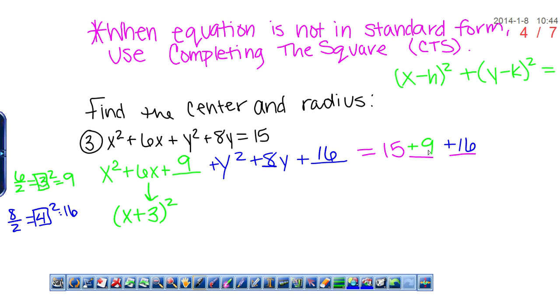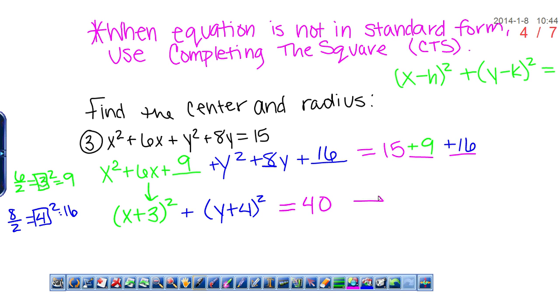All right, what is this one going to turn into? Good. Y plus 4 squared. Don't forget that there is a plus sign in between your x binomial and your y binomial. Okay? And then let's see what we get over here. 15 plus 9 plus 16. What's that going to give me? 40.